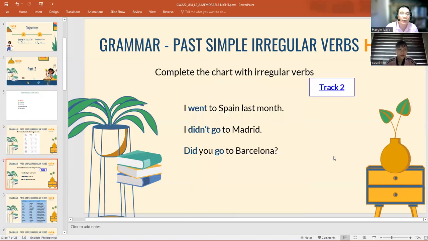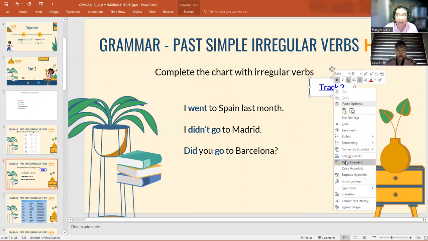Okay, moving on now. So let's try to complete the chart with the irregular verbs. But before that, let's try to listen to this audio first.